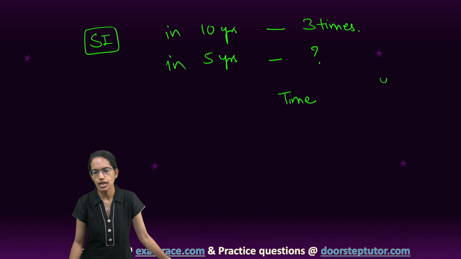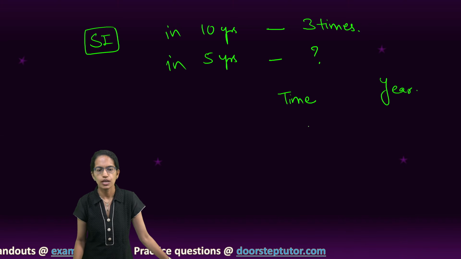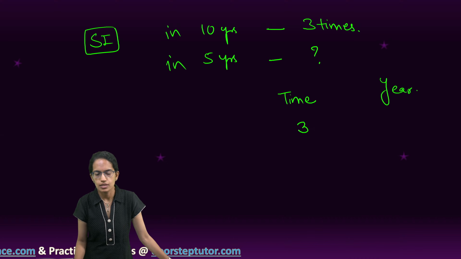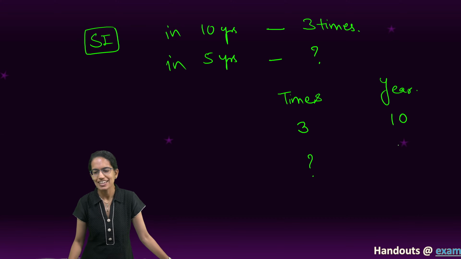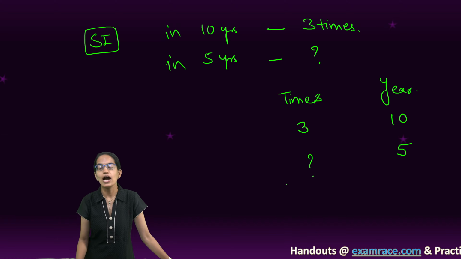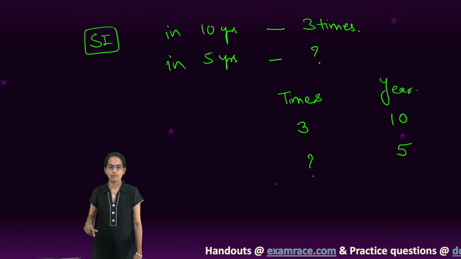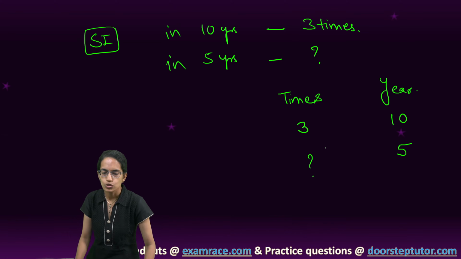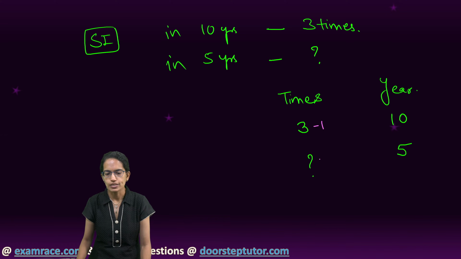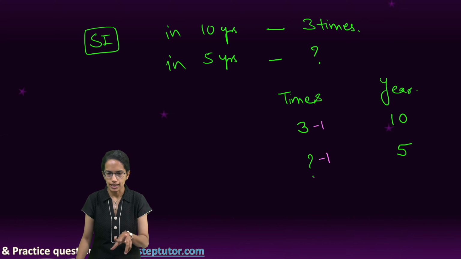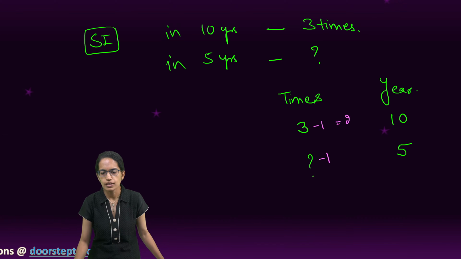So this is times and this is years. It becomes 3 times in 10 years, and question mark times in 5 years. Now I have to find out this question mark times. How many times does it become? The process is very simple. I simply do minus 1 and minus 1 from the times. So this becomes 2, and let me consider this as x.